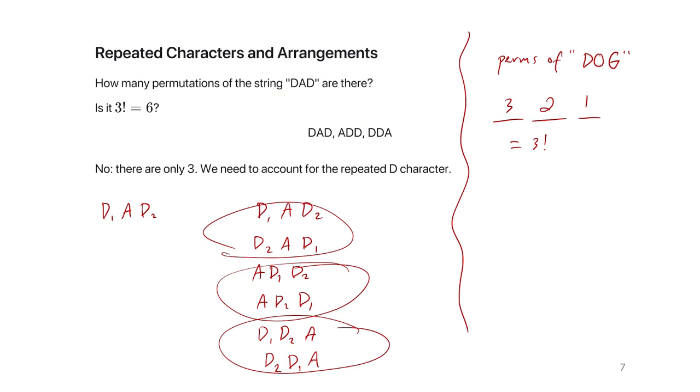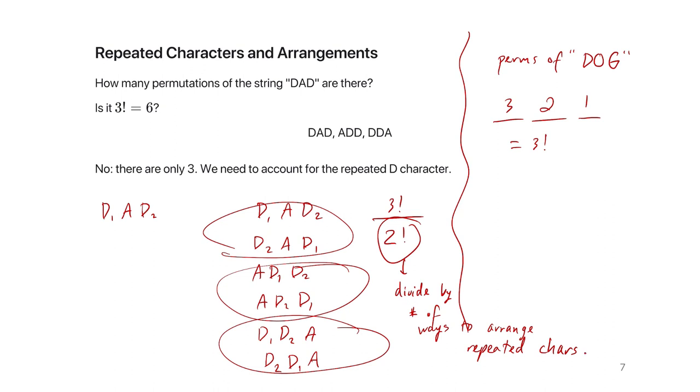So what we do is we start off with 3 factorial and divide by the number of ways we can arrange the repeated characters. I'll admit the case where there are 2 repeated characters is annoying because you don't know if it's 2 or 2 factorial, but the example we're about to look at will be slightly different. But is this general premise okay?